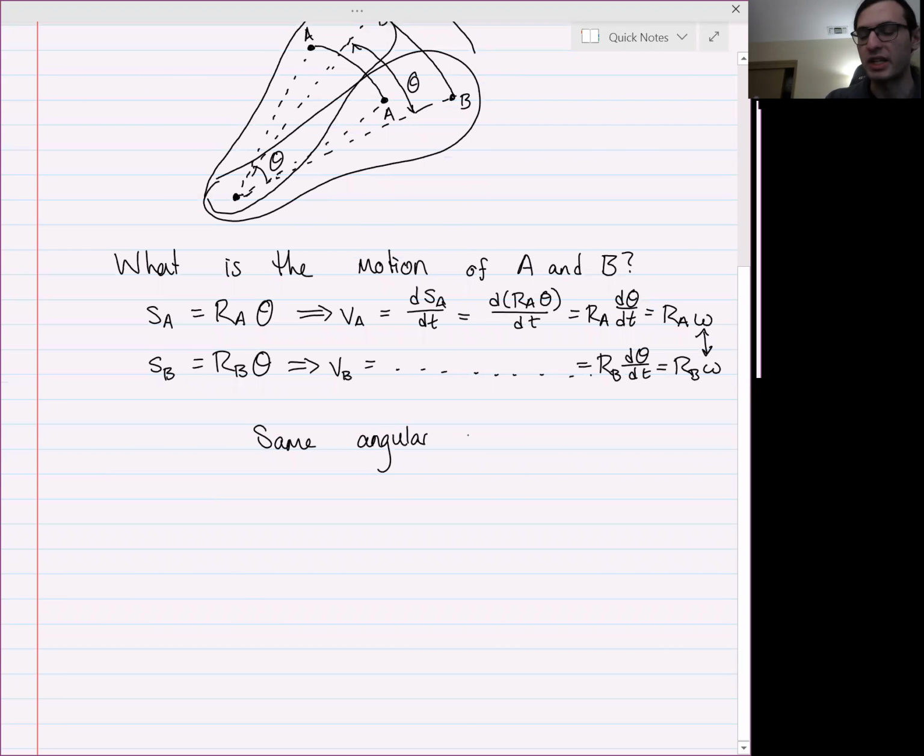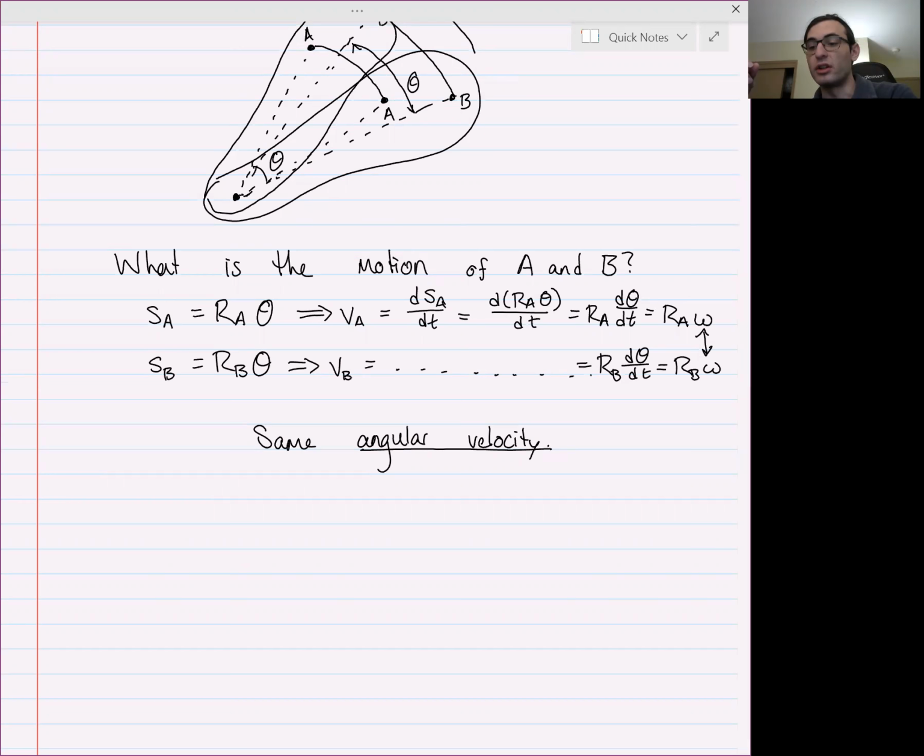And I'm going to use the word velocity here, and I'll explain how this works when we start working with three-dimensional rotations. R theta is, so just R. R is arc length. Oh, no, you're right. R theta is arc length. Right.